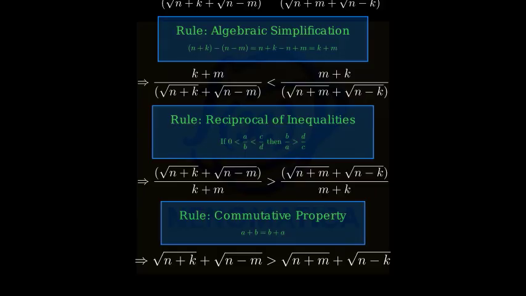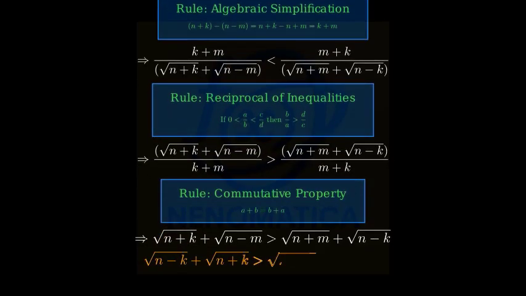Let's stop and think about what we found. We started with the inequality square root of n minus k plus square root of n plus k is less than square root of n minus m plus square root of n plus m. But after our algebraic manipulations, we've ended up with the opposite inequality. This means we found a contradiction, and our original assumption must be incorrect.